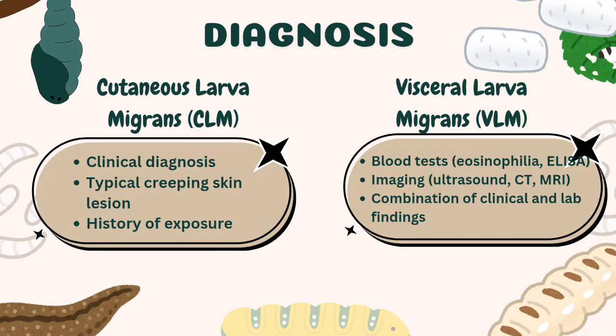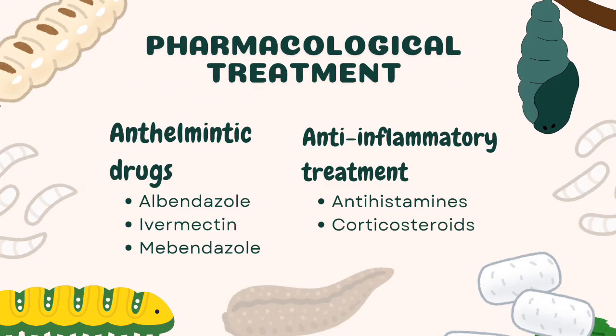Doctors usually diagnose cutaneous larva migrans by looking at the skin and asking about exposure. Visceral larva migrans is harder to diagnose and often requires blood tests and imaging studies. The good news is that both conditions are treatable.